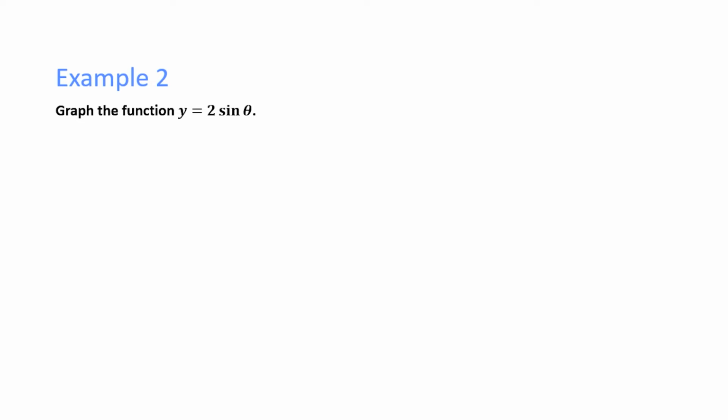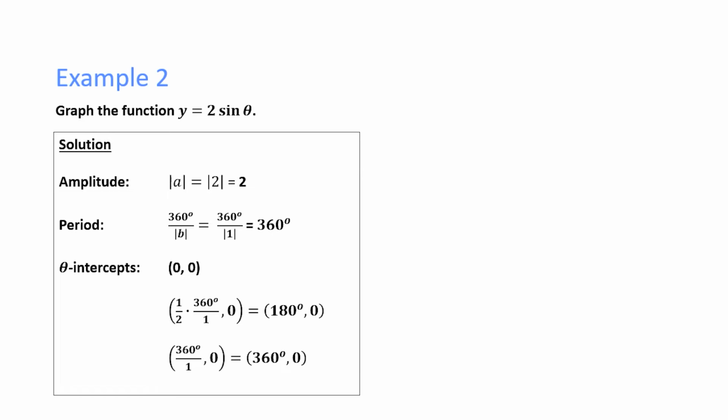Let's take a look now how this works in practice by using an example. Graph the function y equals 2 sine theta. First of all, we can look for the amplitude. So 2 is the value of a, absolute value of 2 is 2. Sine of theta, so that's 1 theta, 360 degrees divided by 1. The period is 360 degrees.